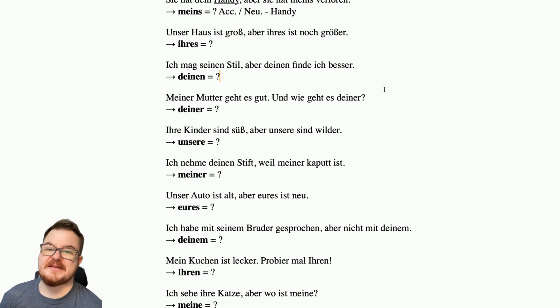Meine Mutter geht es gut. Wie geht es deiner? My mom is doing well. How is yours? Ihre Kinder sind süß, aber unsere sind wilder.